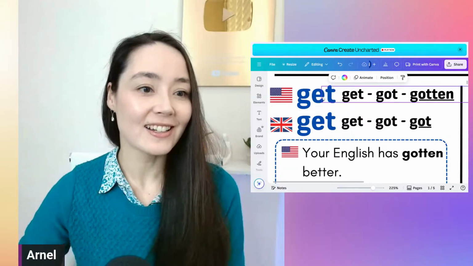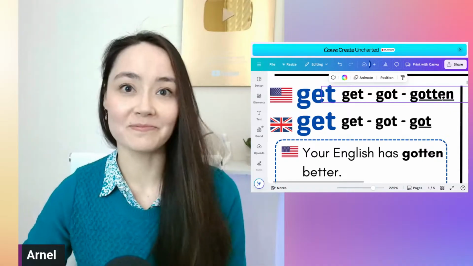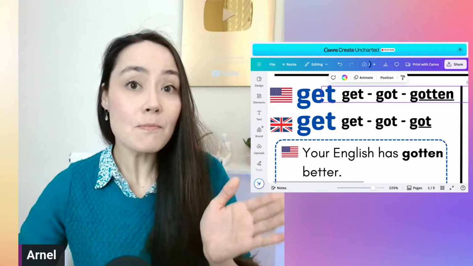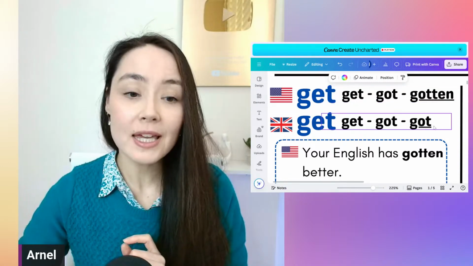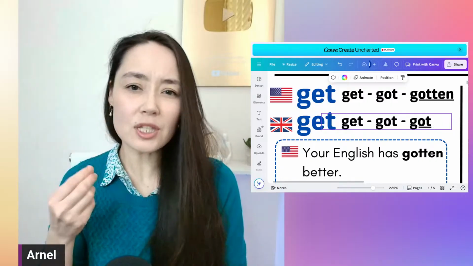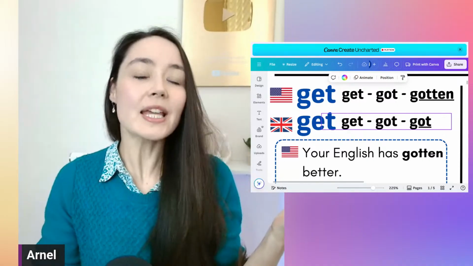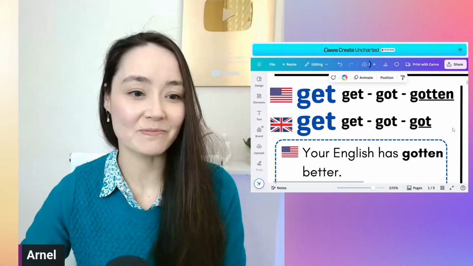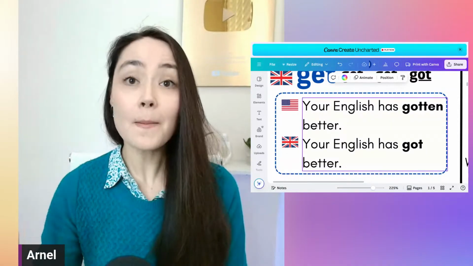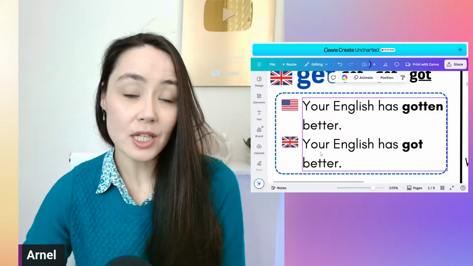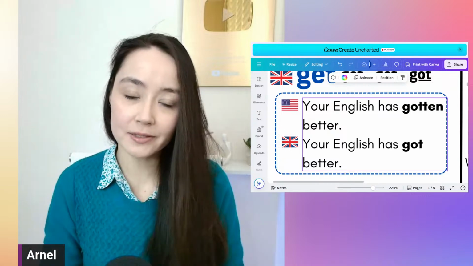Americans normally say get, got, gotten. You can see the third verb form is gotten. In British English, it is more common to say get, got, got. You can see the third form is different. So if you're studying, you might be wondering, why is it gotten? Why is it got? It's more common to use gotten in American English. Let's compare. Your English has gotten better. In British English, it would be more common to say, your English has got better. Both are correct. You can choose.